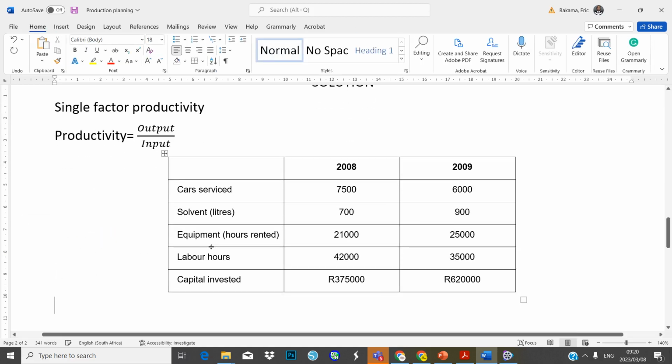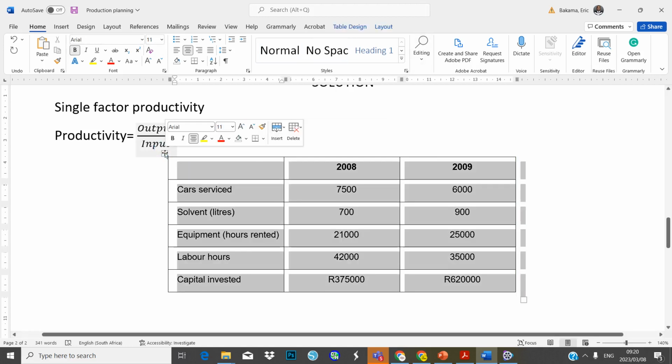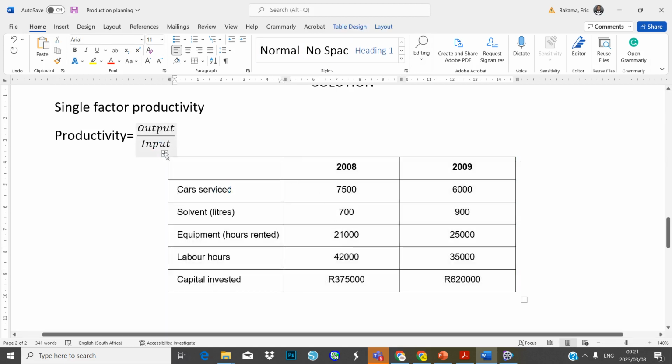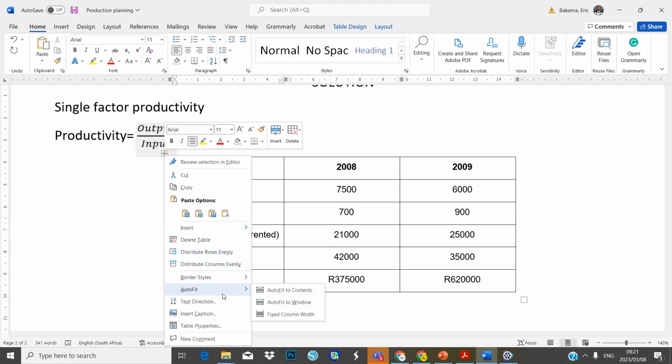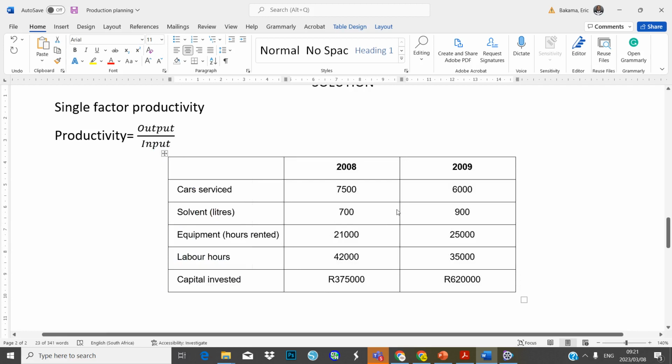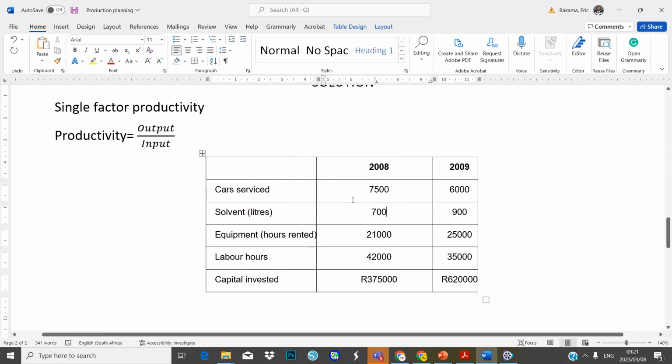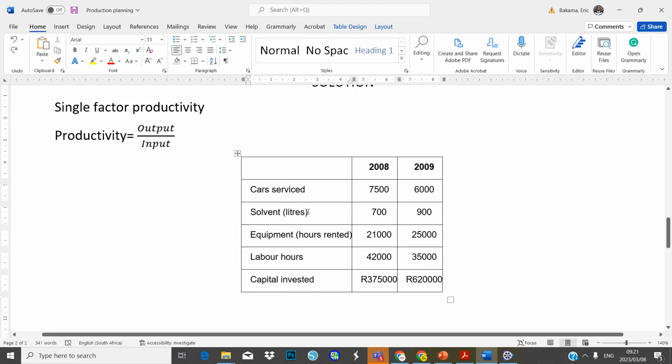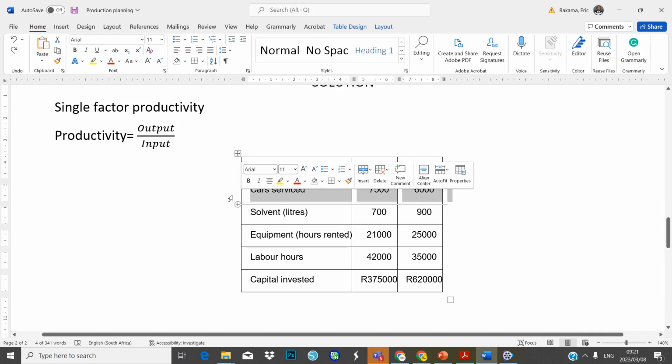Now this is the table that we got, and we have the service. Let me first make this auto fit to content so that we have enough space. Okay, much better. So what do we need to do here? We need first of all to calculate the single factor productivity for each one of those items. Keep in mind that you cannot calculate the productivity of an output alone. The productivity includes both the output and the input.